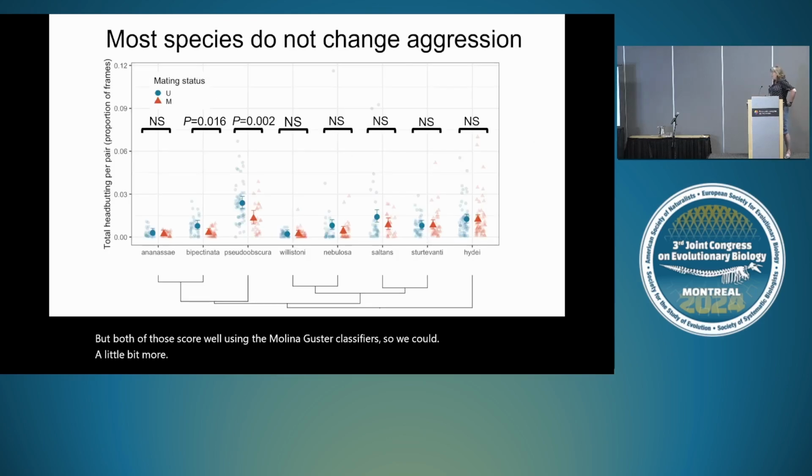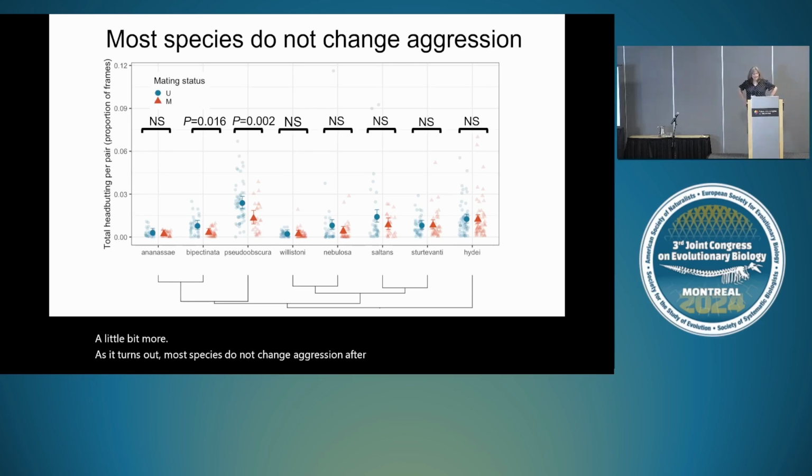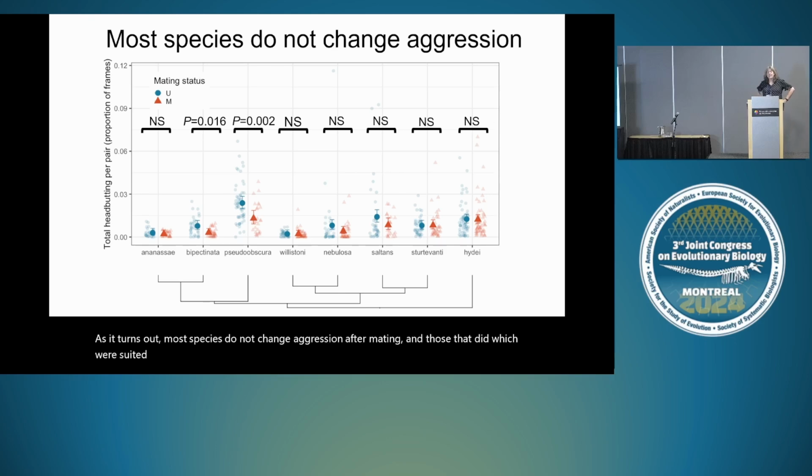As it turns out, most species do not change aggression after mating, and those that did, which were Pseudoobscura and Bipectinata, decreased aggression after mating. Overall, in each case you see the unmated in blue and the mated in the red color, and most of the species were pretty low in aggression.